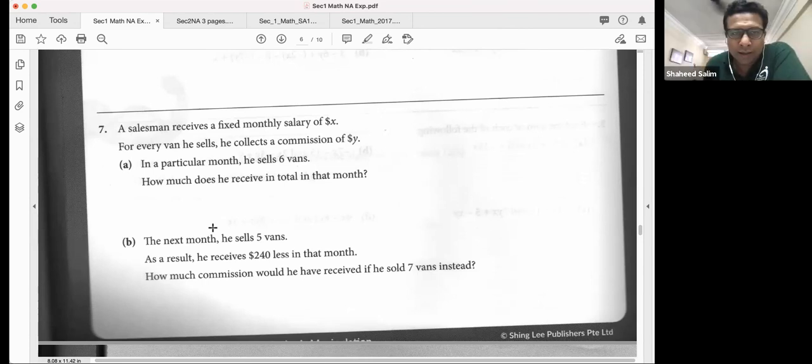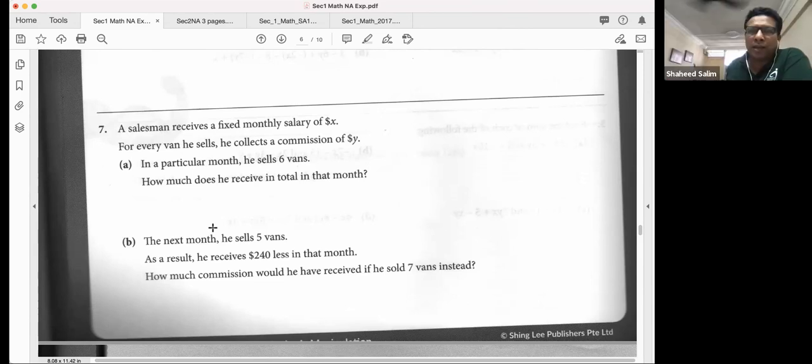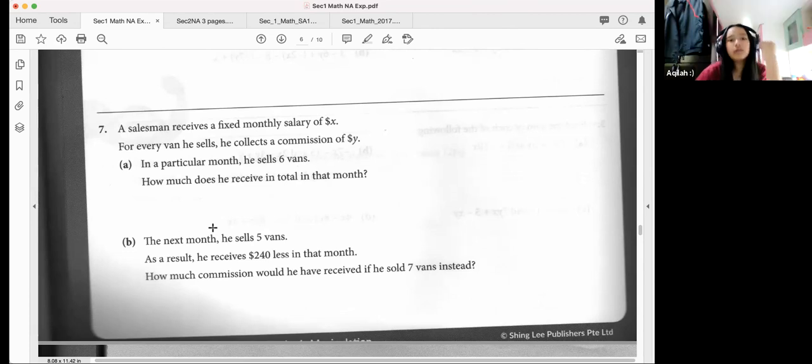You know what's a fixed monthly salary? You understand? Yeah. What's a commission? Commission now. Let's say, for example, I sell cars. So every month, my boss pays me a salary. But he doesn't pay me so much a salary because he wants me to sell many cars. Every car I sell, he gives me a bonus like that. So I get $1,000 every car. So that's my commission.